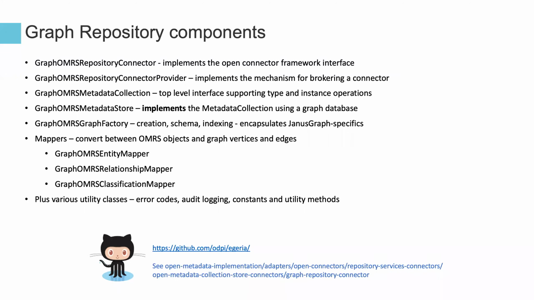Other important classes within the graph repository components include the graph factory. So this is how we actually create the graph database, how we initialize a schema, create the indexes. And that tends to encapsulate all the Janus Graph specifics, other than things like text predicates, case-insensitive text searching, and that sort of thing. And then there are a bunch of mappers. So these give us the ability to map an entity to a vertex or a relationship to an edge, for example. And I'll show you more of that in a couple of slides' time.